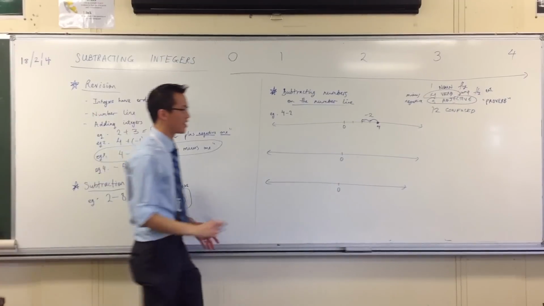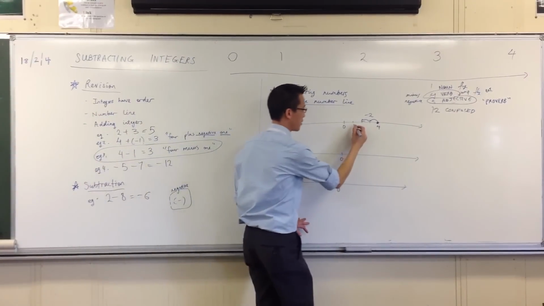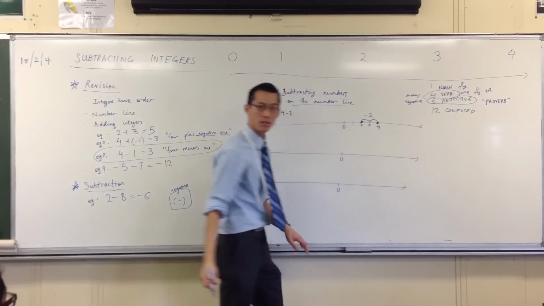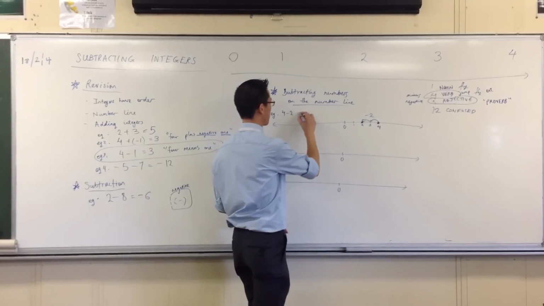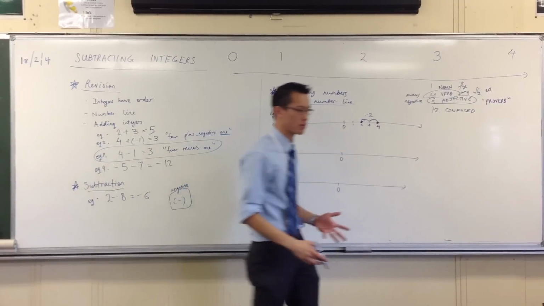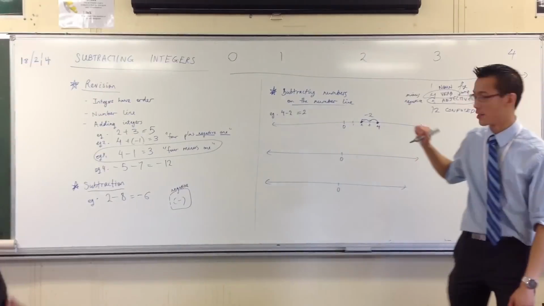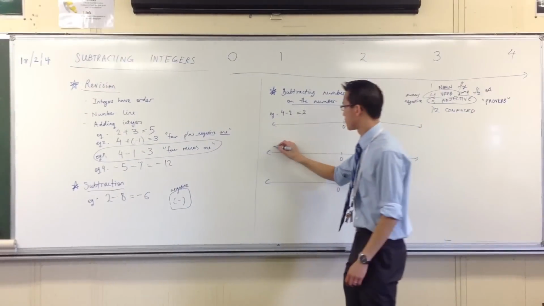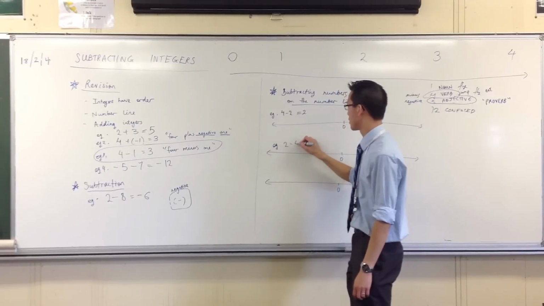So where have I ended up? Well, because that's 4, I can label all the rest of them. 1, 2, 3. So that's why I end on 2. No problems. But it's really nice to be able to illustrate that there. Okay. Another example. Let's switch it around.